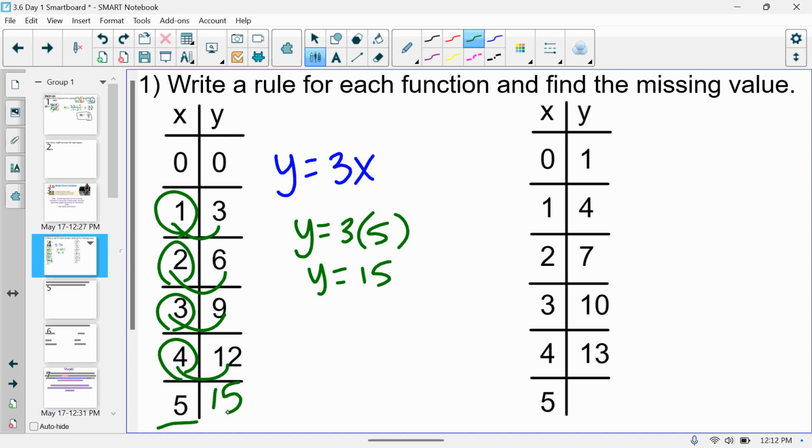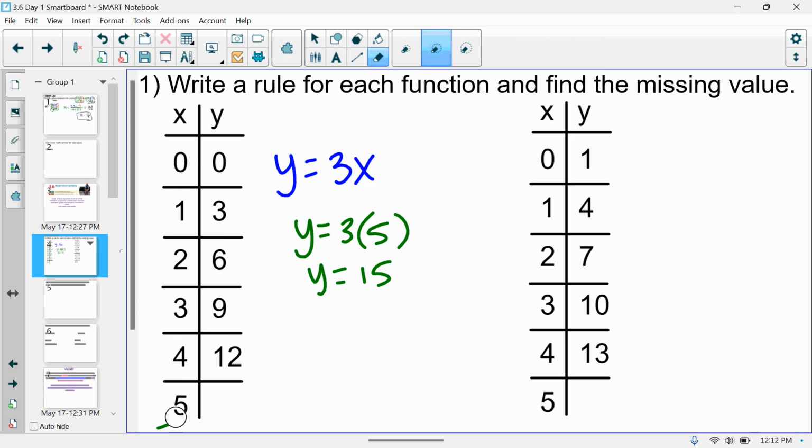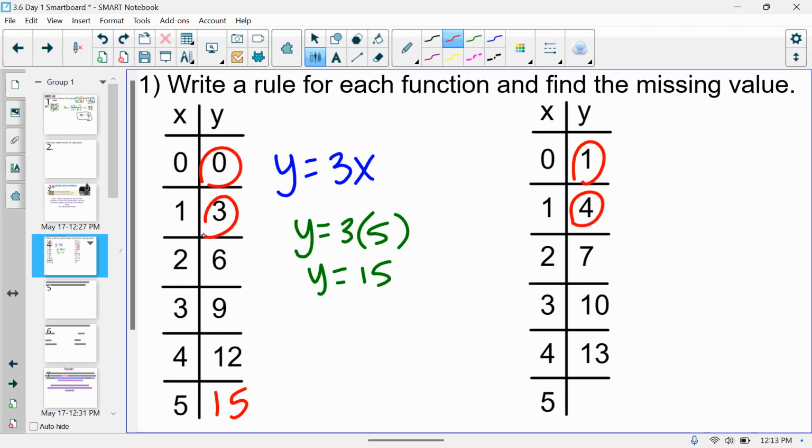Any questions? Now, I purposely made this table pretty close to this table. I want you to tell me any differences that you notice or similarities, either one. Eli? Yeah, good. The Y values are all 1 more than what they are over here, right? Like 1 is 1 more than 0. 4 is 1 more than 3. 7 is 1 more than 6.